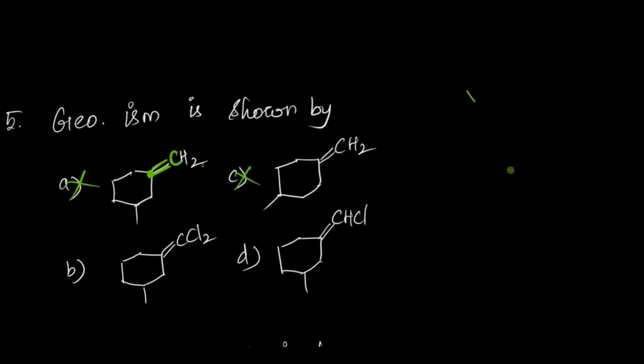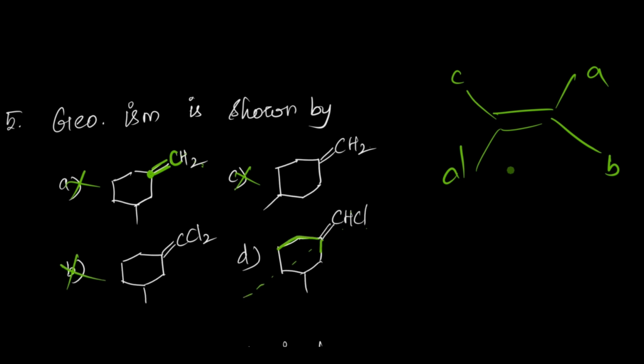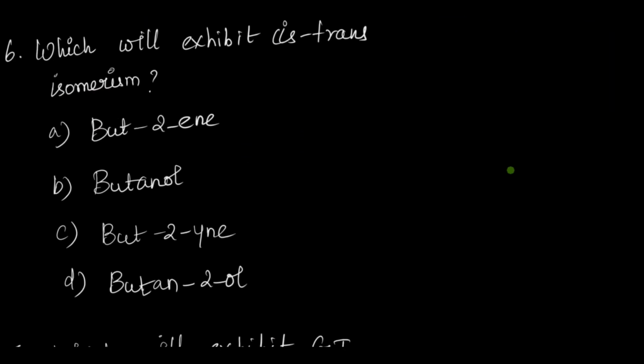Geometrical isomerism should have different molecules or elements attached to it, right? Then CCl2, obviously this is not. What about this? CHCl. Let's take the other part also. So you can see this goes like this, and on this side I'm having a substitution which makes it differ. So the answer to this question is option D.